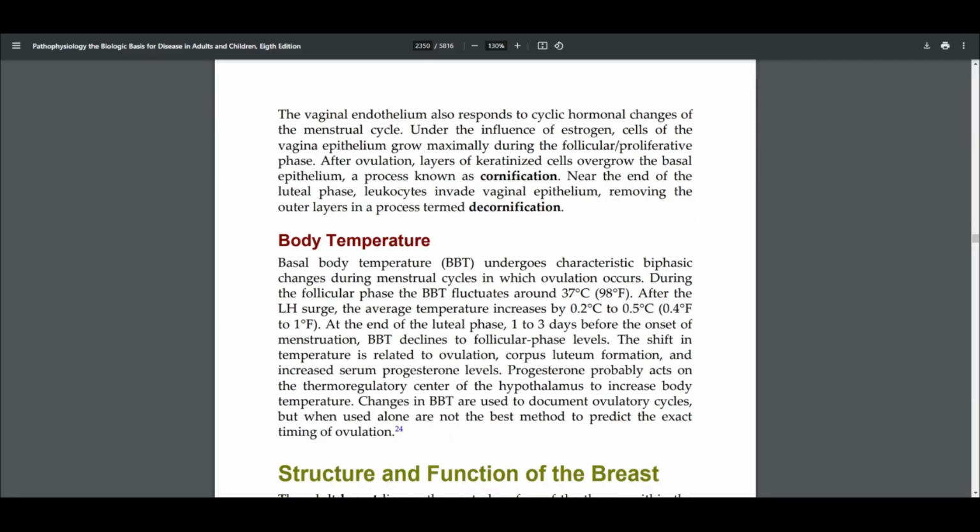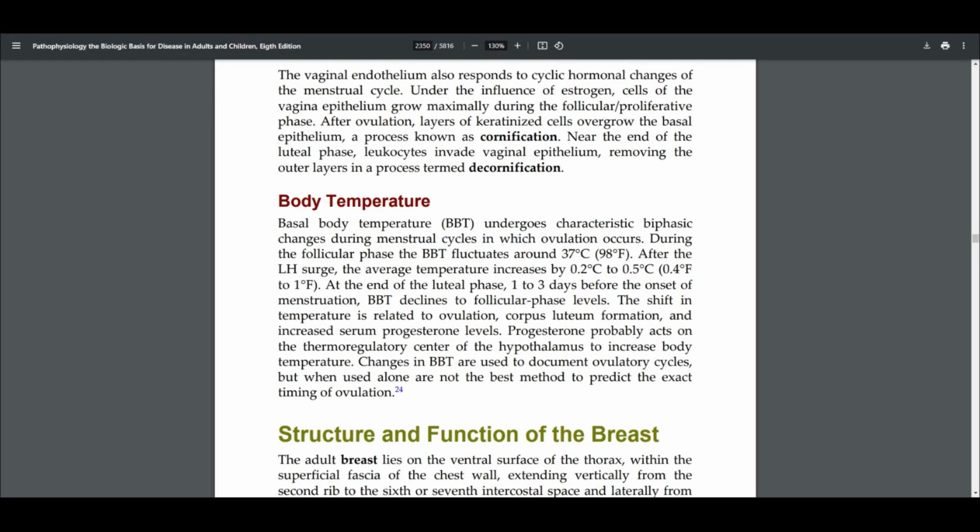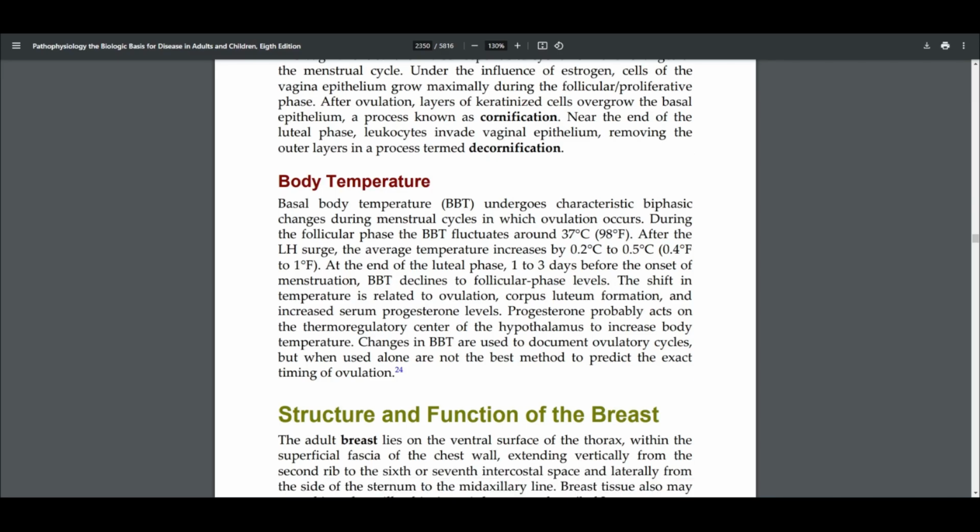Body temperature. Basal body temperature, or BBT, undergoes characteristic biphasic changes during a menstrual cycle in which ovulation occurs. During the follicular phase, the BBT fluctuates around 37 degrees Celsius. After the luteinizing hormone surge, the average temperature increases by 0.2 to 0.5 degrees Celsius. At the end of the luteal phase, 1 to 3 days before the onset of menstruation, BBT declines to follicular phase levels. The shift in temperature is related to ovulation, corpus luteum formation, and increased serum progesterone levels.